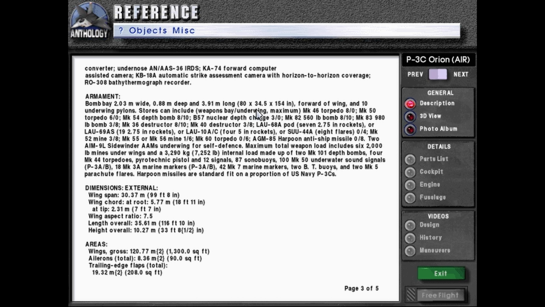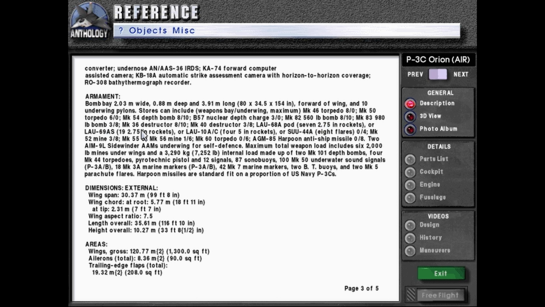480 by 34.5 by 154 inches forward to wing, and 10 underwing pylons. Stores can include, in the weapons bay and underwing maximum: Mark 46 torpedo 8 and 0, Mark 50 torpedo 6 and 0, Mark 54 depth bomb 8 and 10, B-57 nuclear depth charge 3 and 0. Mark 82 500 pound bomb. Do they have 500? No, they call it a 560 pound bomb. Interesting. 8 and 10. Mark 83 980 pound bomb.